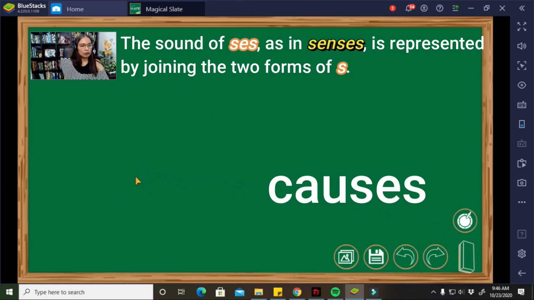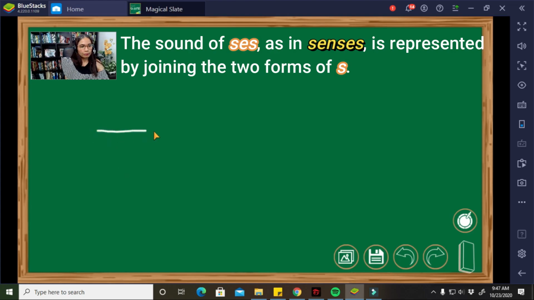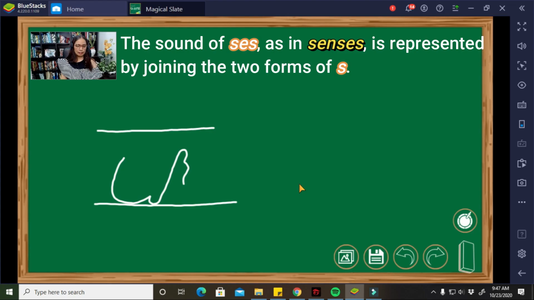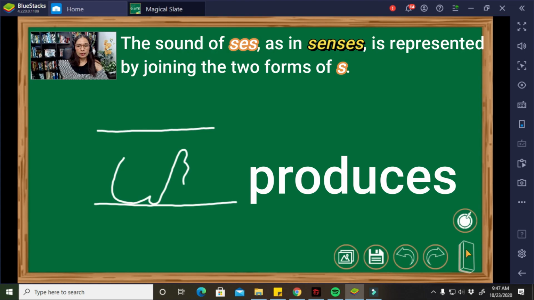Next example. What about this one? Can you try to read this word again? These following symbols. Alright. And a forward curve, then a downward dip hook, and then upward straight line, downward dip hook, and the two forms of S. Alright, that is produces.